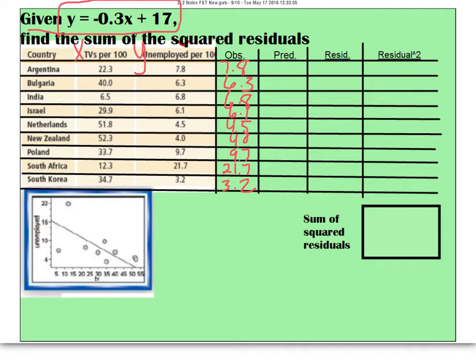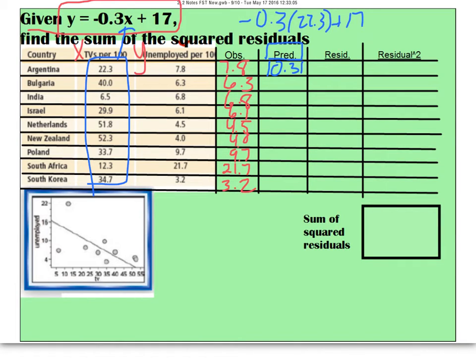Now, how do you find the predictions for all of these values? Well, it takes some time to do, but it's not hard. The prediction just says use the model. So you take all of the x values and put them in here. For example, for Argentina, I would do negative 0.3 times 22.3, and then add 17 to it. If I do that for Argentina, I'm going to get 10.31.